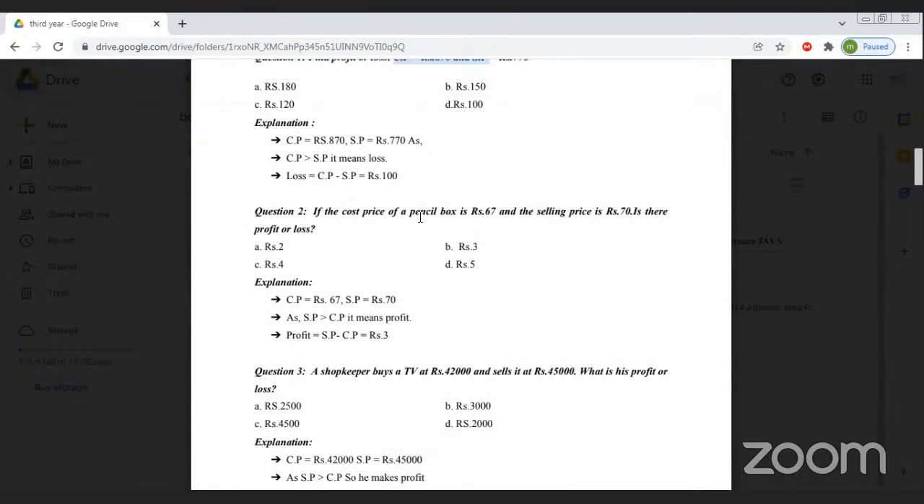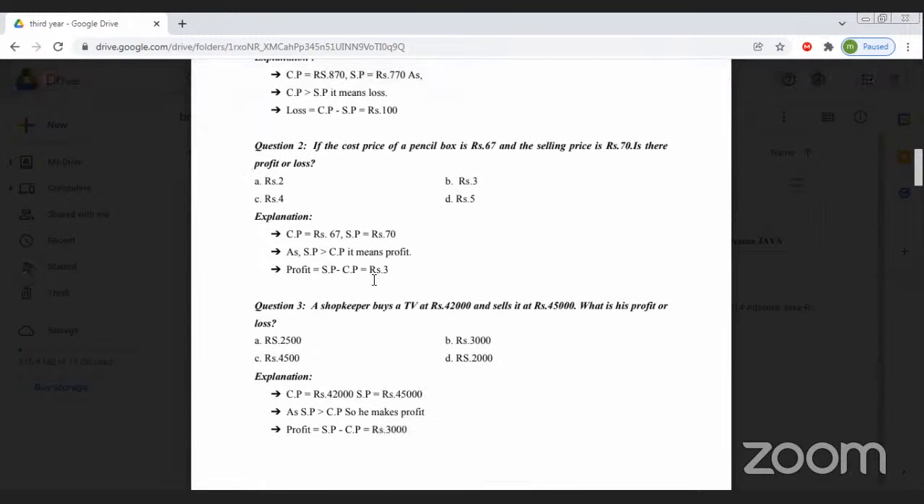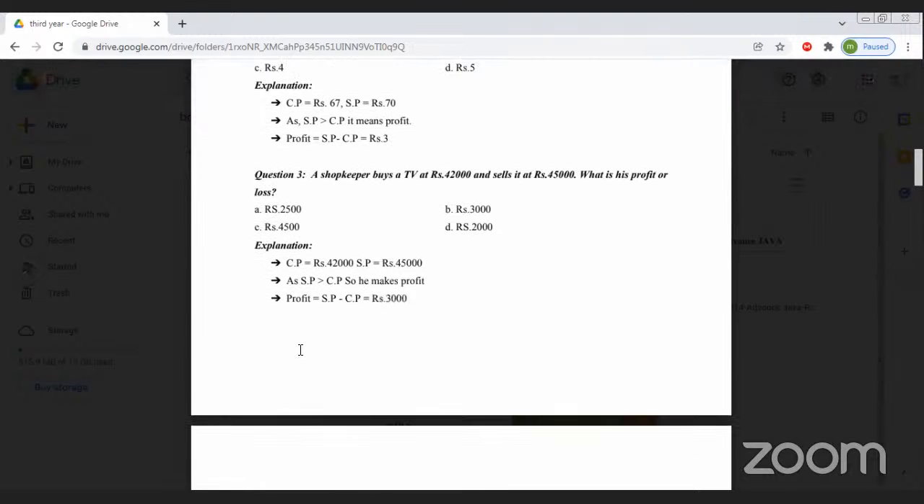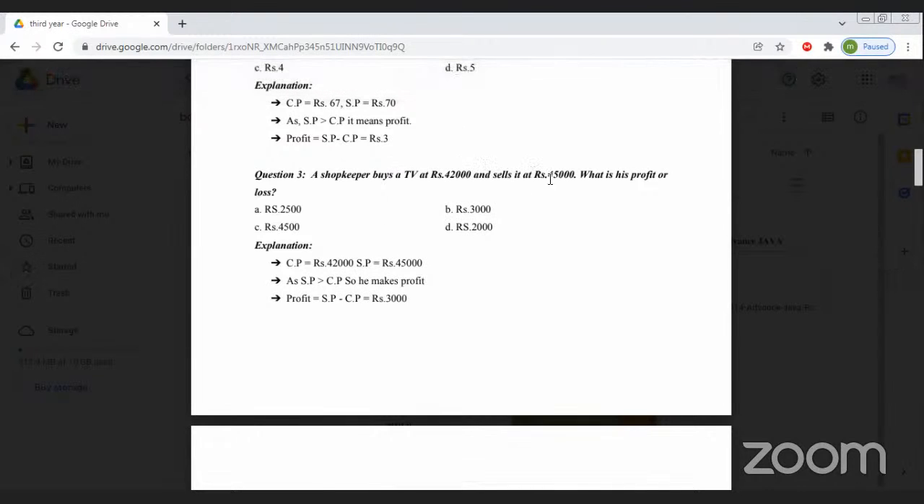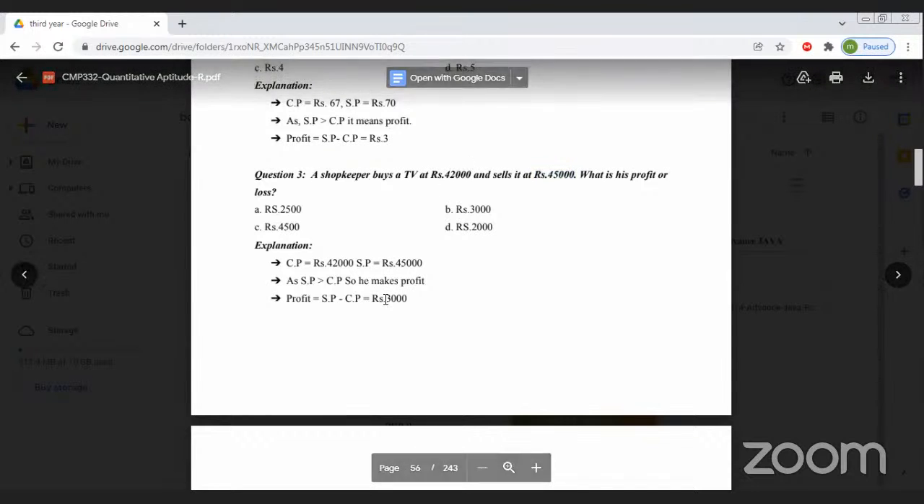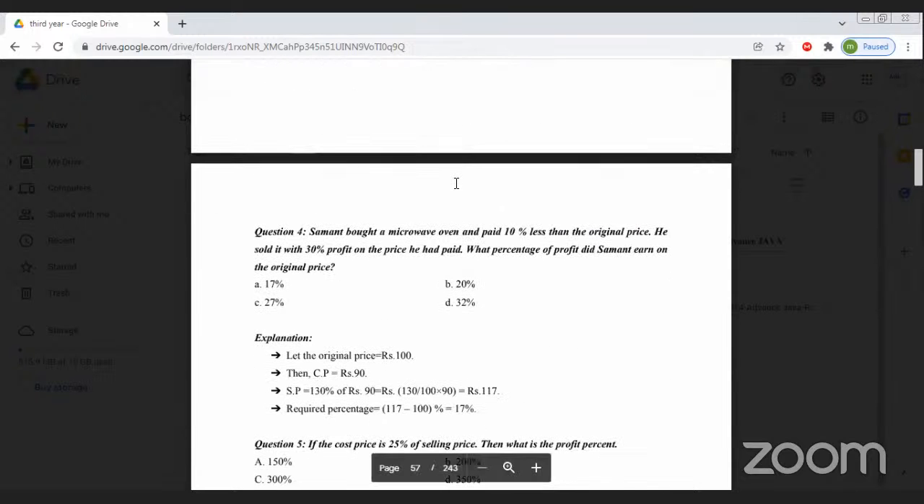If the cost price of a pencil box is rupees 67 and the selling price is 70, you can understand the selling price has been increased. Is there profit or loss? Obviously, it will be a profit. A shopkeeper buys a TV at 42,000 and sells it at 45,000. Obviously, here also he has a profit of 3,000. You can directly solve it by mental calculation.